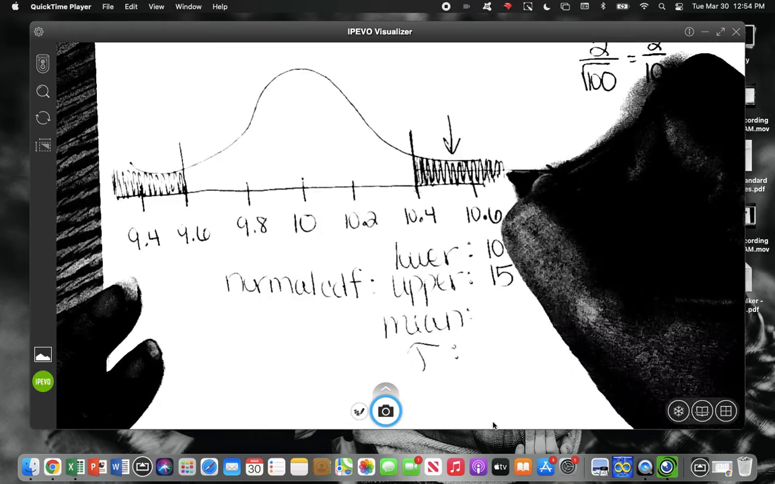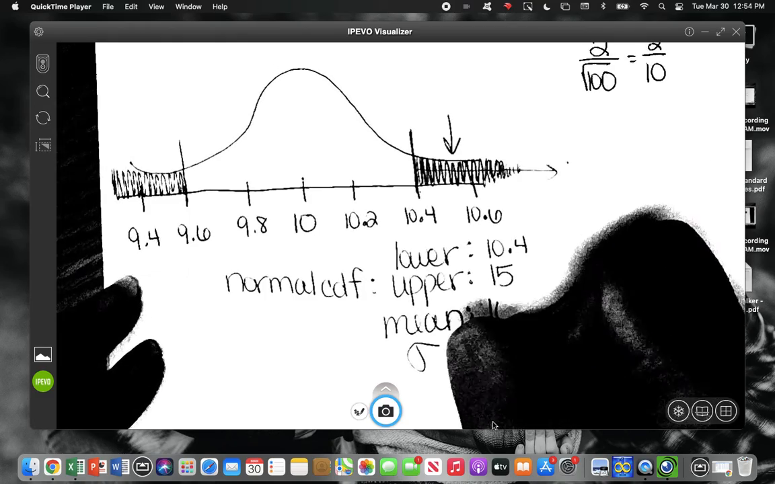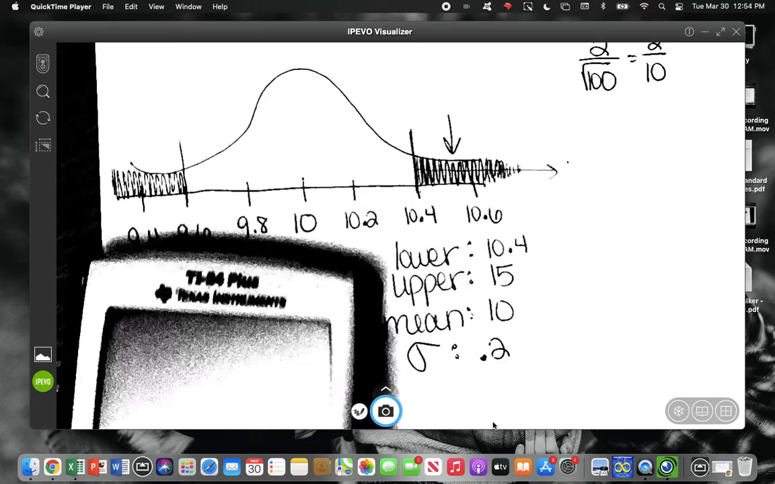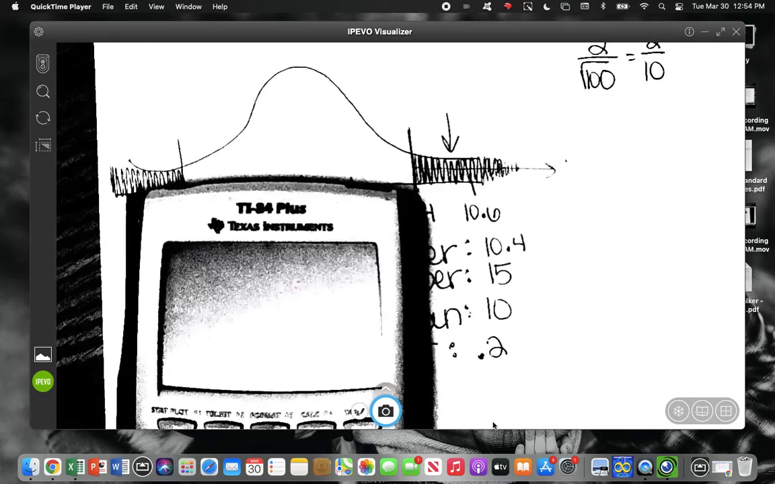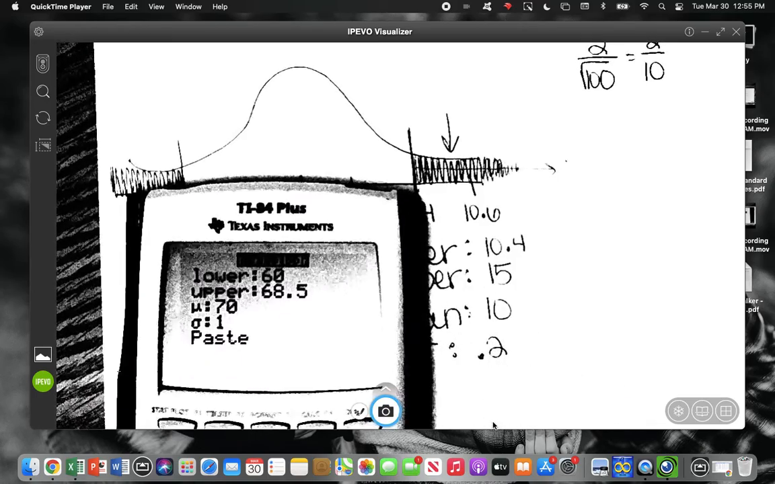Because honestly, we could shade this. This could go on forever and ever and ever, but 15 seems reasonable. And then our mean was 10 and our standard deviation for this was 0.2. So let's type that in. And we go to our normal CDF. Our lower is 10.4. Our upper is 15. Our mean is 10 and our standard deviation is 0.2.